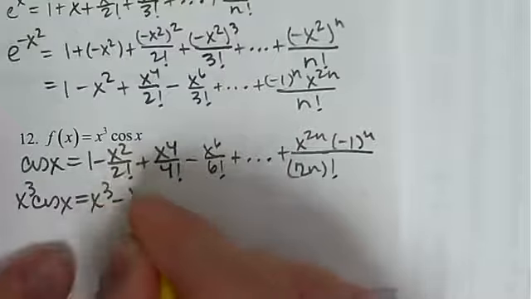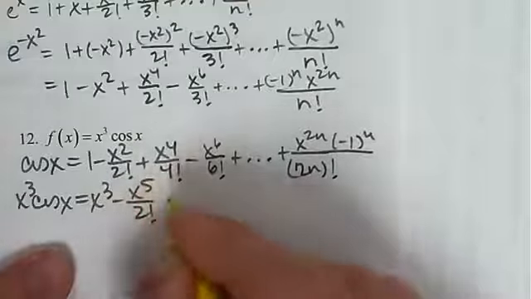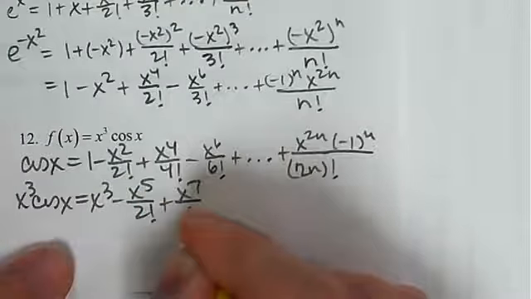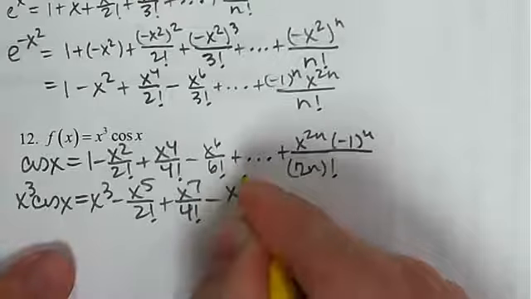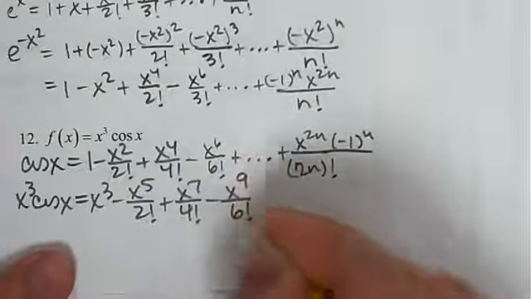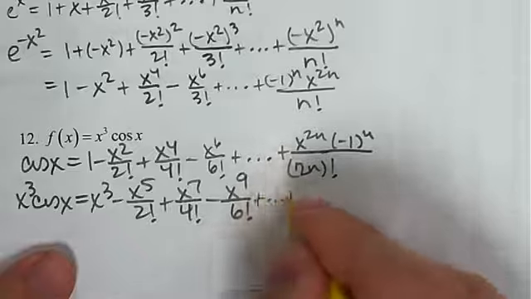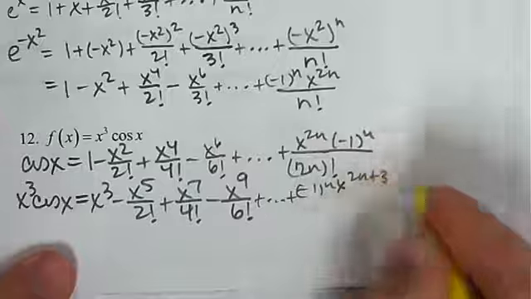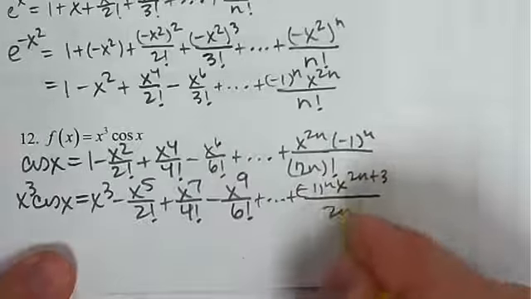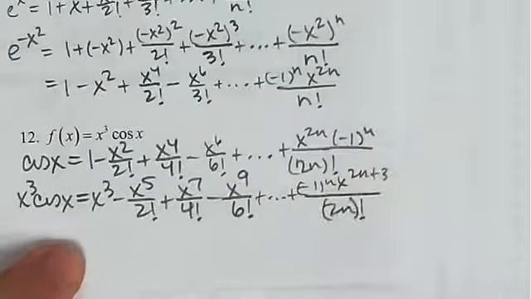So x to the 3 minus x to the 5 over 2 factorial plus x to the 7 over 4 factorial minus x to the 9 over 6 factorial. Negative 1 to the n, x to the, I increased the power by 3, the factorial number stayed the same.